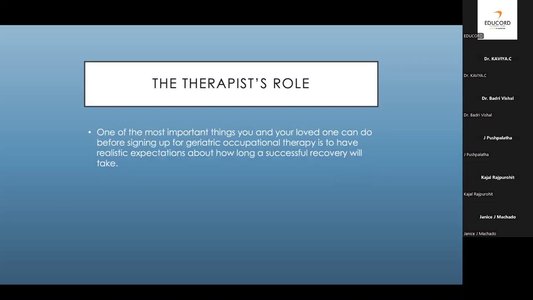Okay. One of the most important things that you and your loved one can do before signing up for geriatric occupational therapy is to have a realistic expectation about how long a successful recovery will take. So we need to make sure that when we are training the caregivers or talking to the caregivers about the therapy, we set realistic expectations and realistic goals.